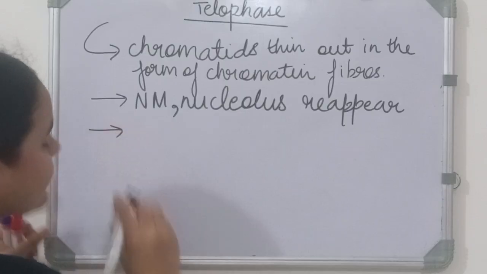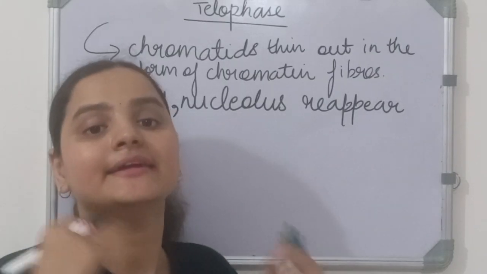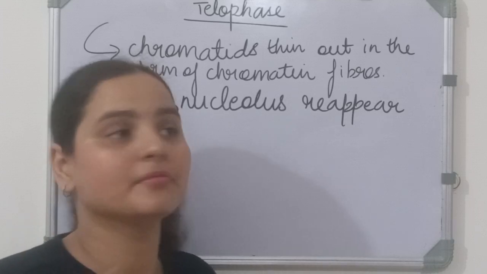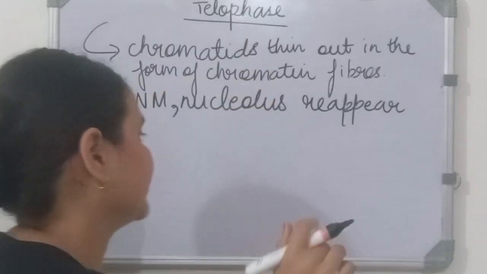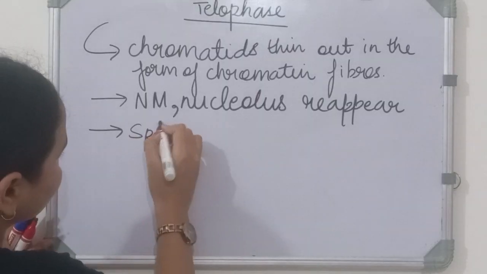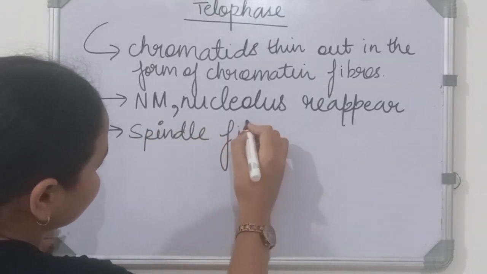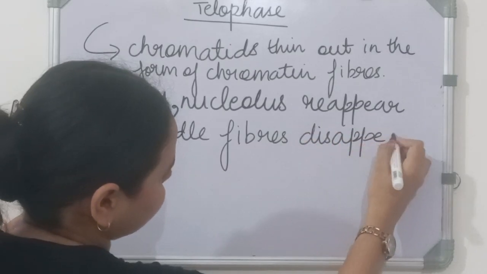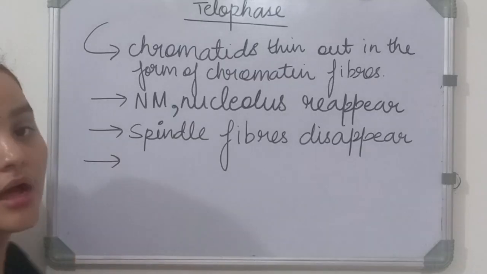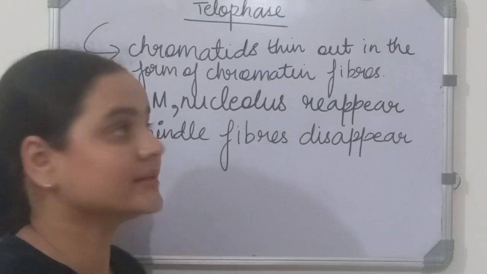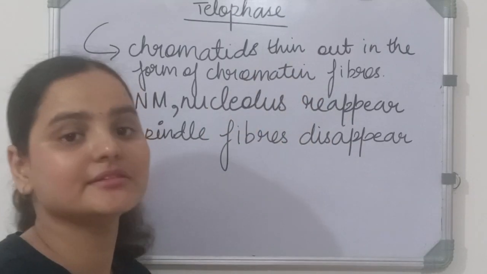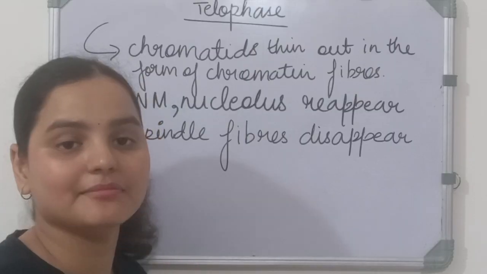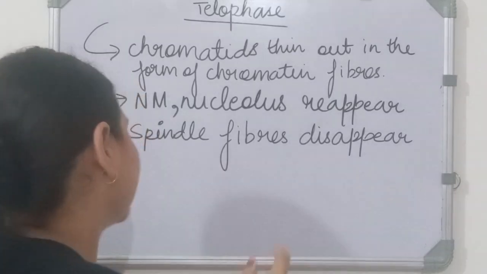Then what happens? Spindle fibers disappear. In the prophase stage, spindle fibers were being formed, but in telophase stage, they disappear. So, spindle fibers disappear. Now, next point is the furrow which was forming in the anaphase stage, it deepens, and the cell plate is formed in case of plants. Furrow deepens in animals and cell plate forms in case of plant.